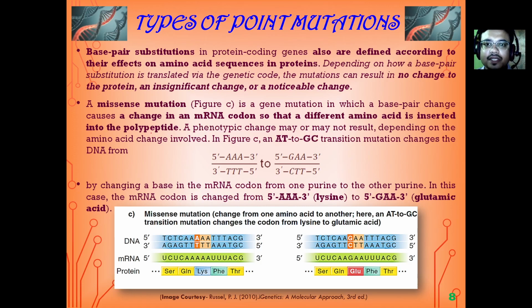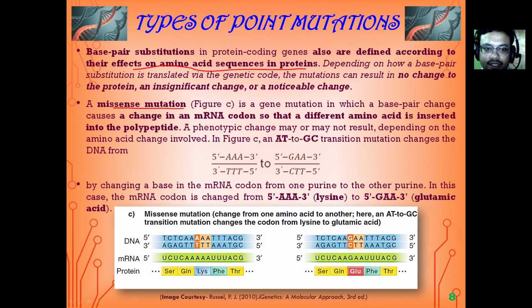Now, the base pair substitution mutation can also be classified according to the effects which it can have on the amino acid sequence of the protein. The changes in the amino acid sequence in the protein can result in a protein which shows no change, or it can have an insignificant change or a noticeable change. So coming to the first type of base pair substitution mutation, it is a missense mutation.